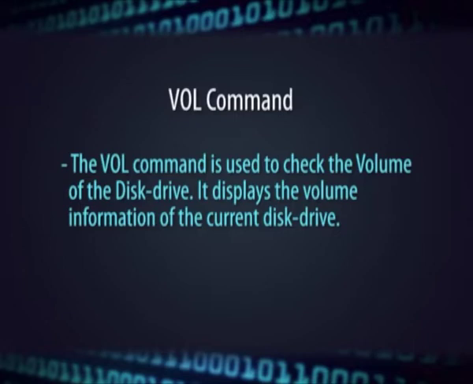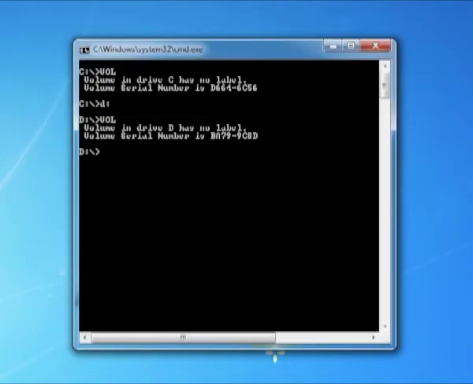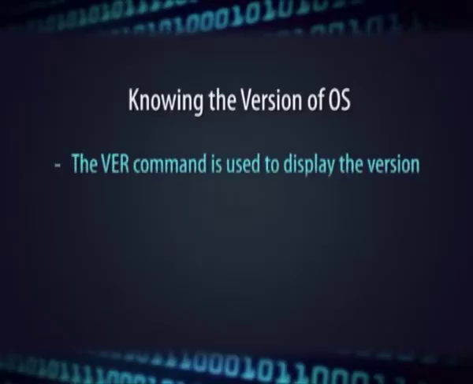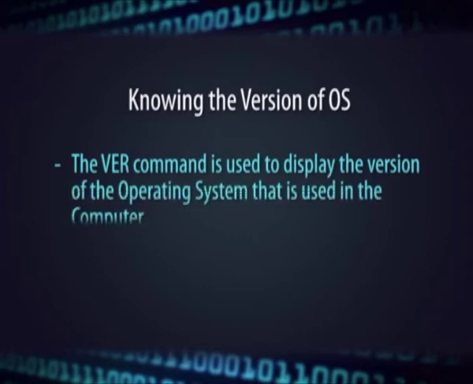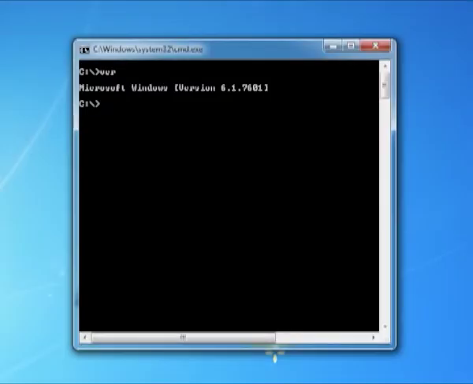It displays the volume information of the current disk drive. For example, VOL drive name, that is C prompt VOL or D prompt VOL. Knowing the version of the OS. The VER command is used to display the version of the operating system that is used in the computer. For example, C prompt VER returns the version of your OS.